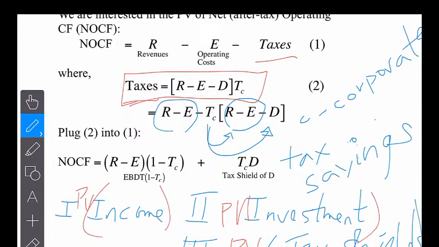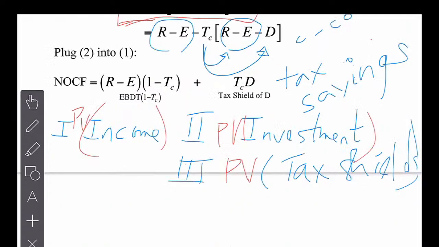All right, so there's three parts. Can you even see that? I'm going to put it up. So there's three parts. First, income. Now, you don't have to do them in order, but separate them this way. Present value of income, present value of investment, and present value of tax shield.